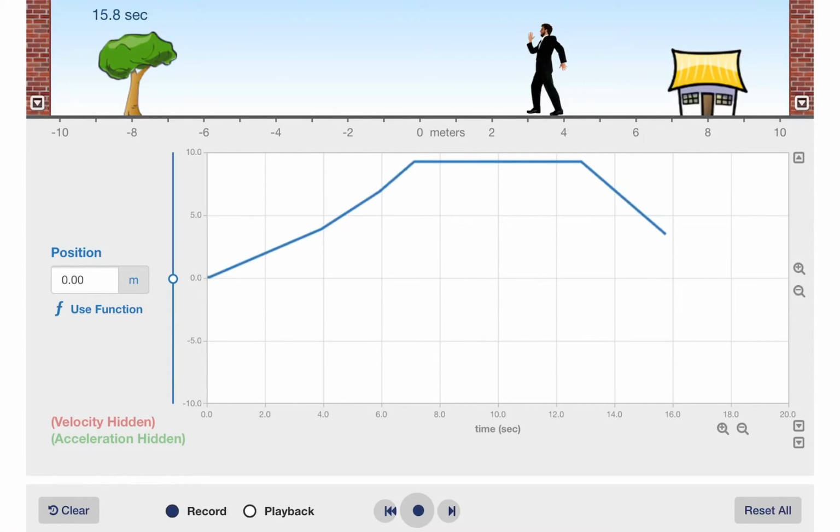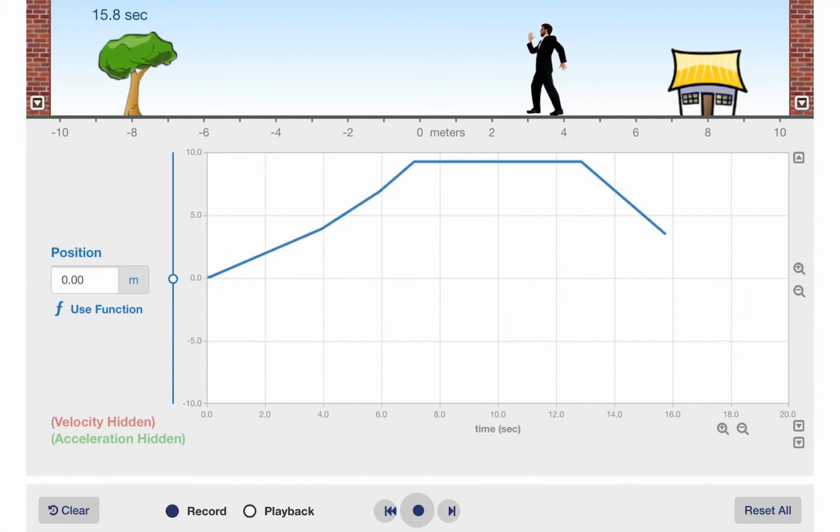So the graph starts sloping downwards. The graph does not go backwards because time is still going on. So the time is still getting positive, but because he's traveling backwards, the graph is sloping downwards.